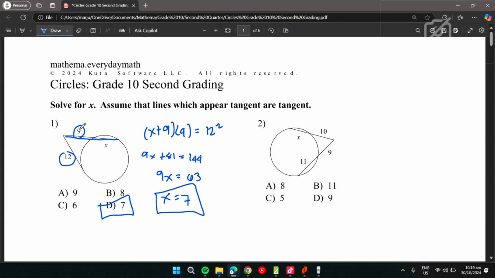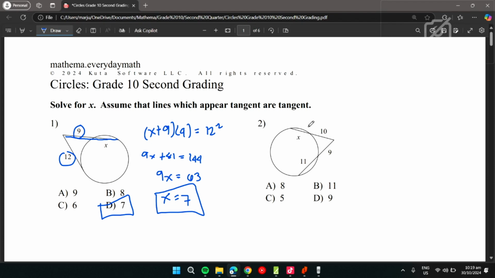Alright, let's do number 2. Number 2 now is 2 secant lines. Alright, dalawang secant line. Oh. And then, ano bang sabi? When we have secant line intersecting outside the circle.